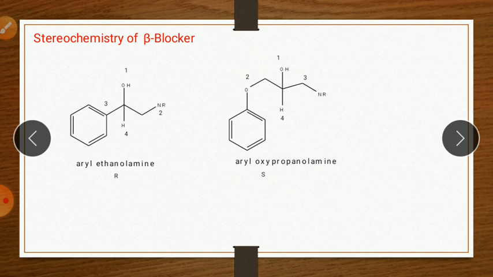Because of this insertion of an oxygen atom inside the chain of aryl oxypropanolamine, the CIP priority of substituents around the asymmetric carbon changes, and the isomer with the required spatial arrangement now has S configuration. So in summary, for agonistic activity the compound should have the R configuration, but for antagonistic property, as in case of aryl oxypropanolamine, they show the S configuration. So it is about the stereochemistry of beta blocker.